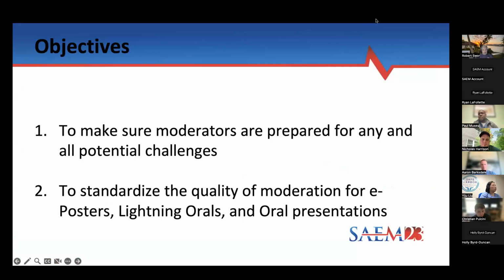So like I said, the purpose of this is to make sure that all moderators are prepared for any and all potential challenges and to standardize the quality of moderation for e-posters, lightning orals, and oral presentations at the meeting.